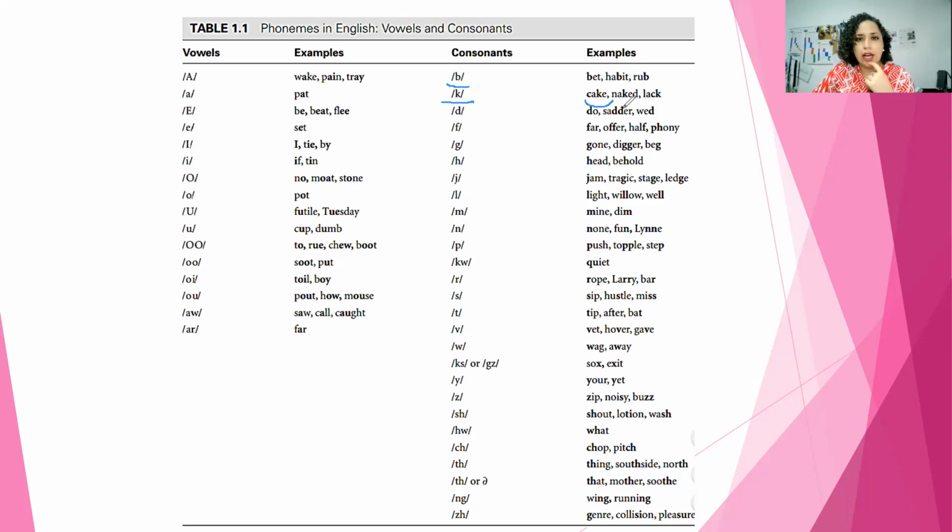Cake, naked, luck. You see the sound K: cake, cake, naked, luck.